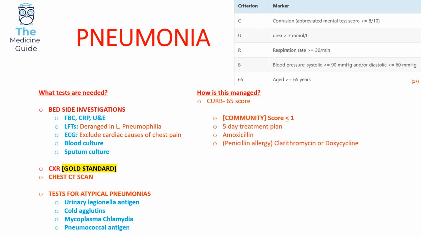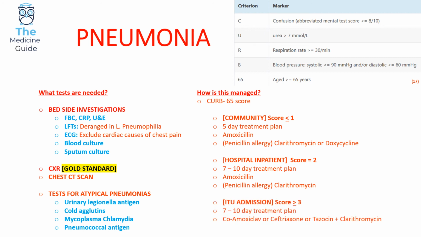So if your CURB-65 score is less than 1, these patients are managed in the community. They need to receive 5 days of amoxicillin, but if they're allergic to penicillin, they can receive clarithromycin or doxycycline. Now, if the CURB-65 score is equal to 2, these patients need to be in hospital with a 10-day treatment plan of amoxicillin, and again, if they're allergic to penicillin, then offer clarithromycin. If your CURB-65 score is equal to or greater than 3, a 10-day treatment plan involving co-amoxiclav or ceftriaxone or Tazocin and clarithromycin is needed, and these patients are managed in ITU.